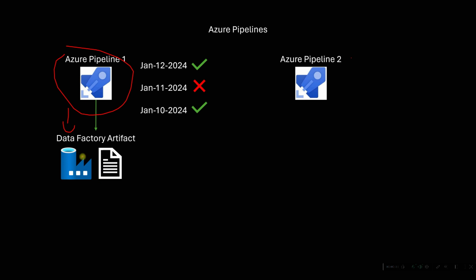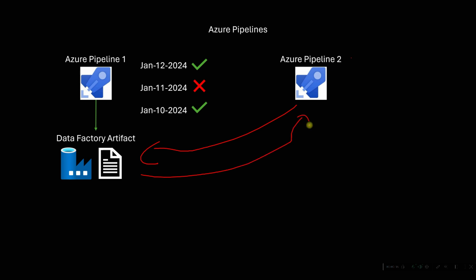But this could be anything. It could be a set of files. It could be any kind of artifact that you want to have. And what we want is our pipeline, Azure Pipeline 2, to be able to go in and grab this artifact from Azure Pipeline 1, and then download it. And then we can actually use it and deploy it to Azure or use our own parameter template to deploy these data factories. And again, this could be any kind of artifact that this could work with.